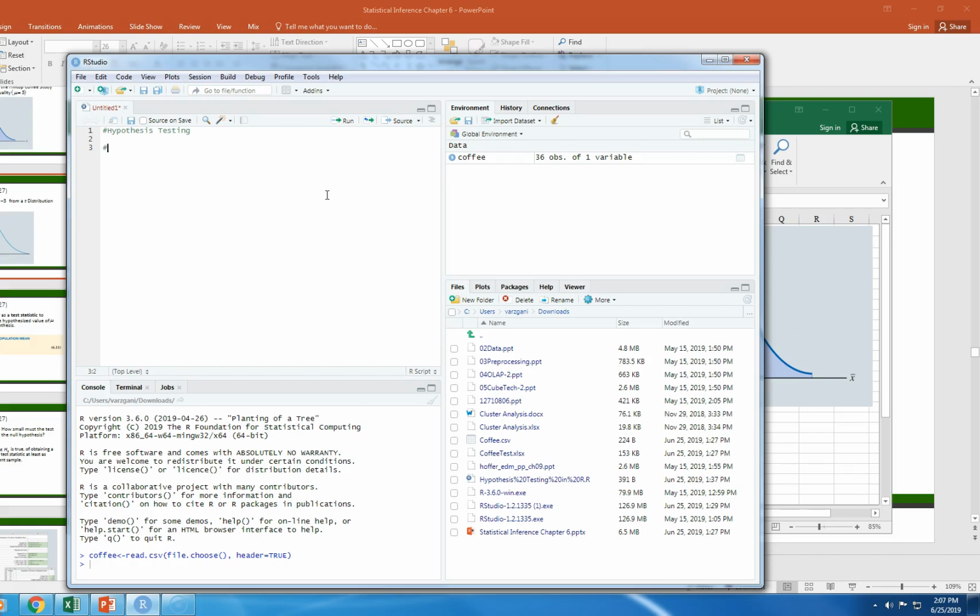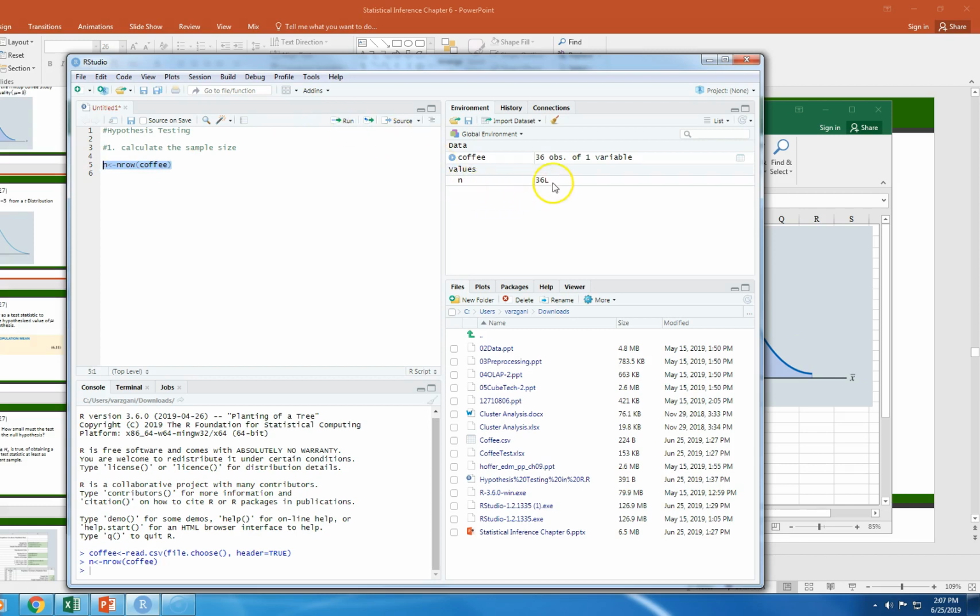So the first calculation that I need to make is to calculate the sample size. Obviously this was a small data set, so we already know that it's 36, but we just need to tell R what it is. So I'm calling this n, the sample size, and the way I can calculate it in R is if I count the number of rows in my data set. So I'll use the nrow function in R over my data set called coffee. And if I select this part and run it, it's going to tell me that n is in fact 36.